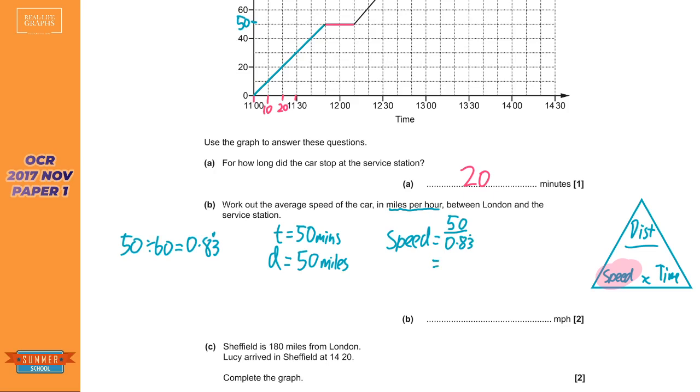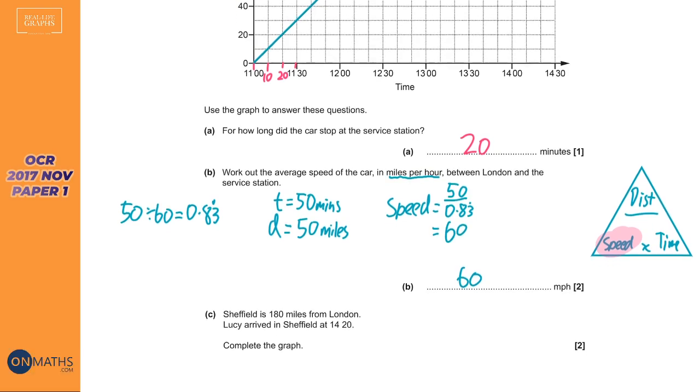I'm just going to keep that in my calculator, and what I'll do is press the fraction button and put a 50 at the top, and then click the answer button to put that 0.83 recurring in there. So press equals, and it says 60. So it's 60 miles per hour.